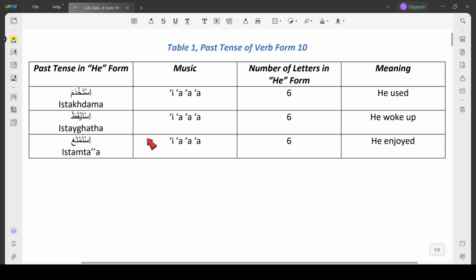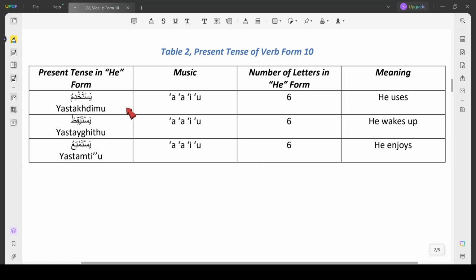استيقظ استمتع. And now all of them in a row. استخدم استيقظ استمتع. Now let's go to table 2 for the present tense.